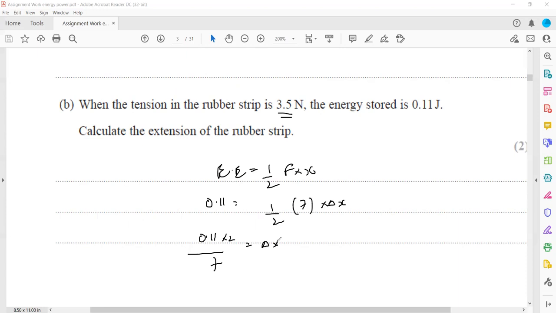So 0.11 times 2 divided by 7 is equal to 0.031 meters. Is it clear how we find the extension, the change in the length?